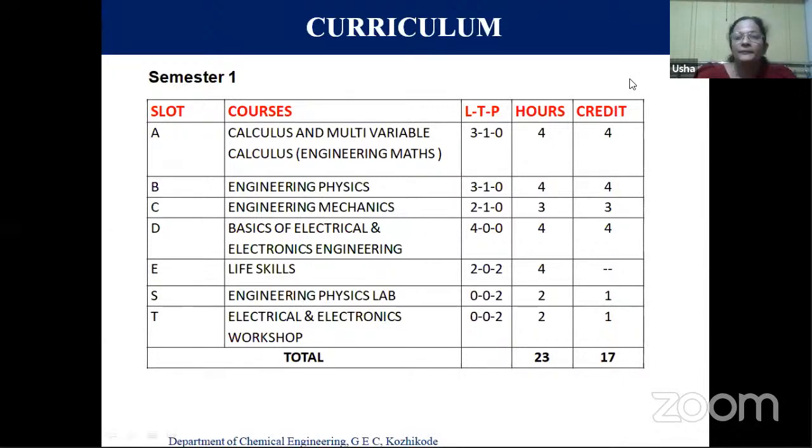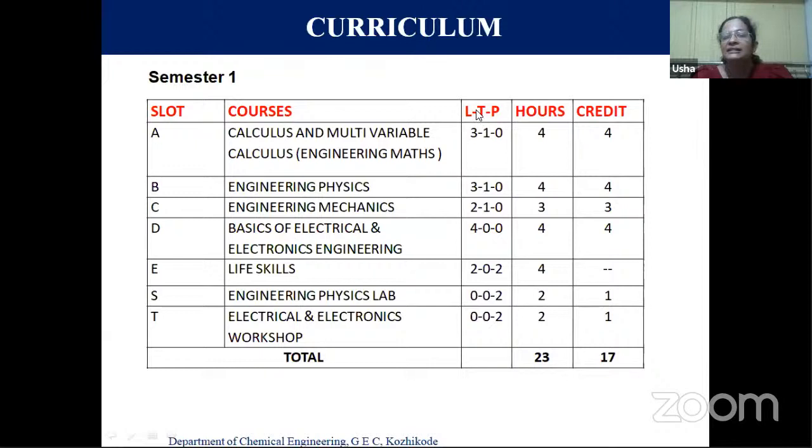These are some of the credit hours. Weekly hours are given as 4 hours per week. Credit is also 4 for each course. Then there are 4 credit and 3 credit courses. For labs, 1 credit is there. This is the credit system.